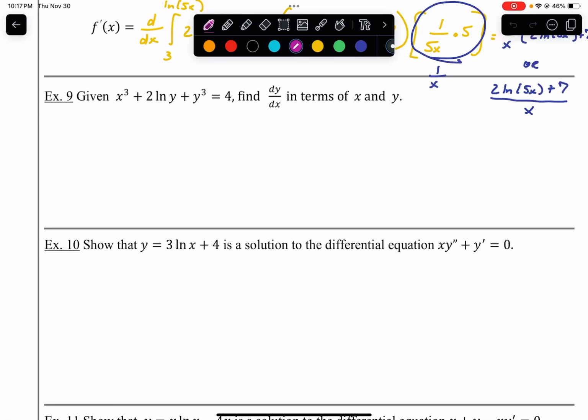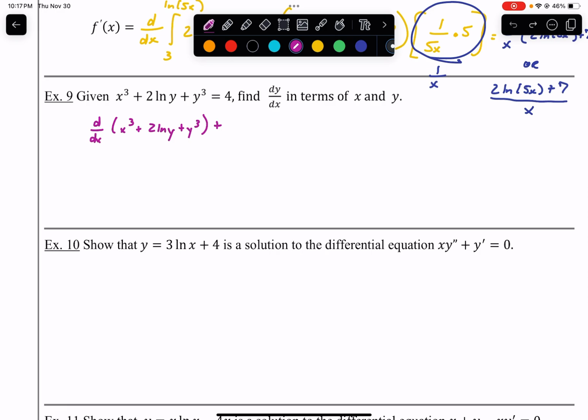Now, do you remember how to take the derivative when x and y are all mixed up? Because we can still do implicit differentiation even though a natural log is involved. The process is still the same. So we have d/dx, because we're going to take the derivative of this expression with respect to x. And we're going to communicate that, right?